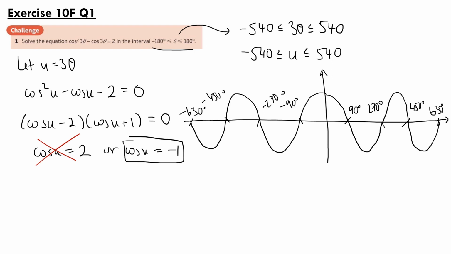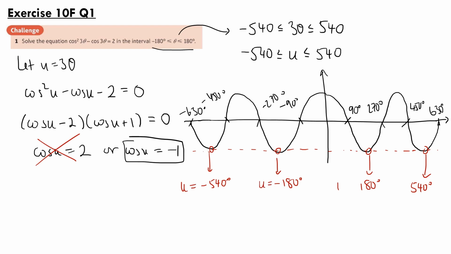And now we're looking where cos u is equal to minus 1, and that is all of these points at the bottom of these curves. So here, here, here, and here. This point here is going to be equal to minus 180. This one here is equal to 180. This one here, the x-coordinate will be 540, and here minus 540. You can see that we have four solutions which are all in range. So u equals minus 540, u equals minus 180, u equals 180, and u equals 540.